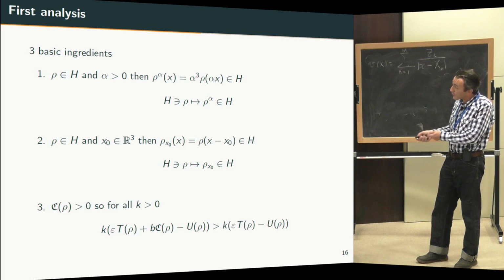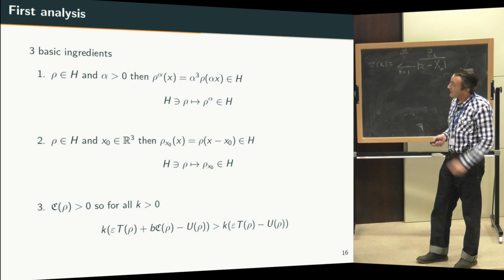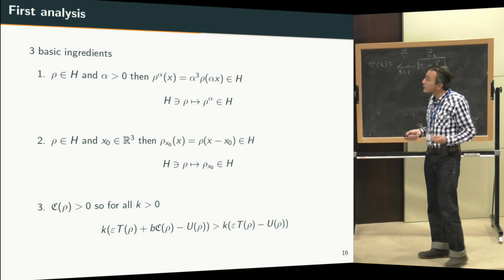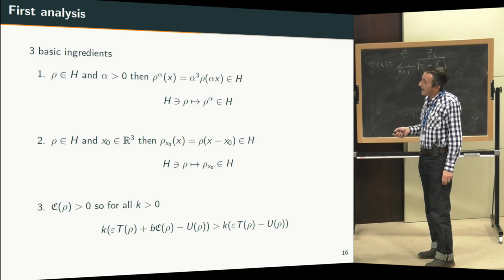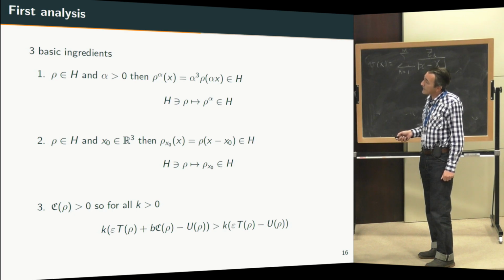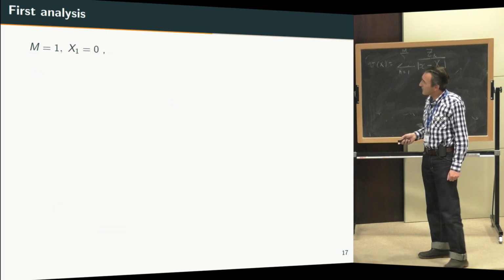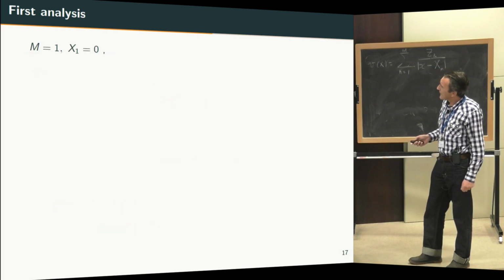There are 3 easy ingredients, which are the behavior of the functional with respect to the change of scale and to translation. On the probability measure, I can change scale in this way, of course, and I can translate. And then there is the fact that the transport term is positive, so the energy I'm considering is controlled from below by the non-interacting energy, okay? So I have a control from below.